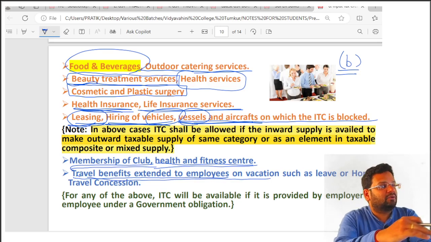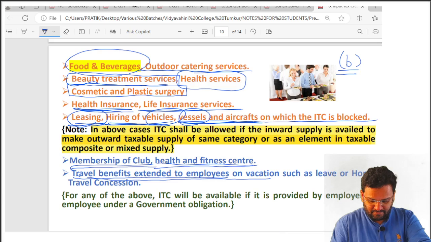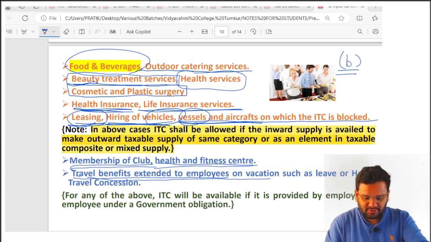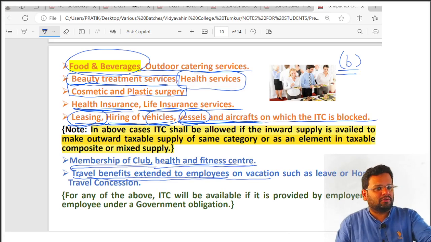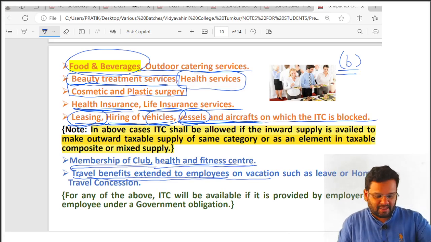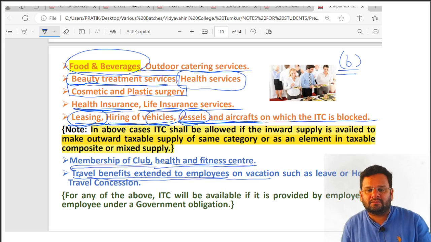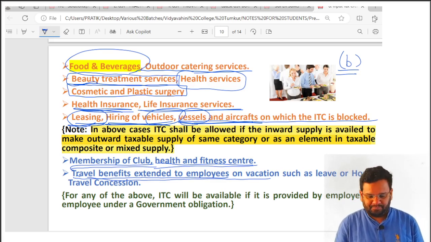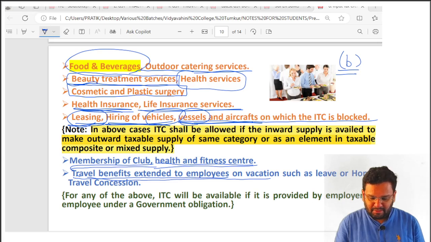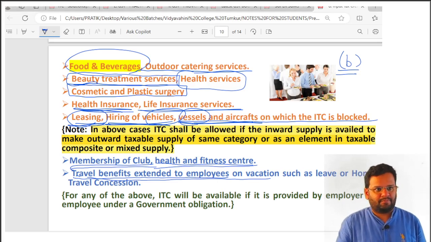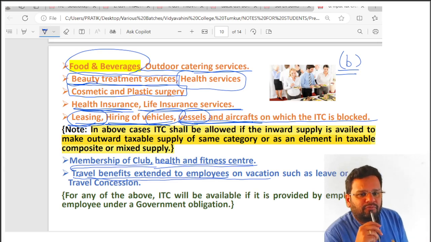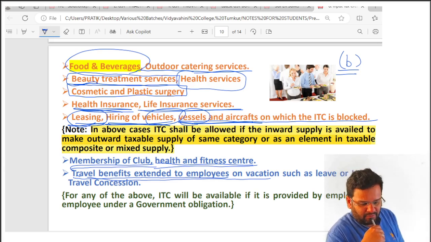Okay, I'll dictate till what point you have reached. Note. Note is done. Right. Next point: membership of club, health and fitness center. Got it? That was one bullet.